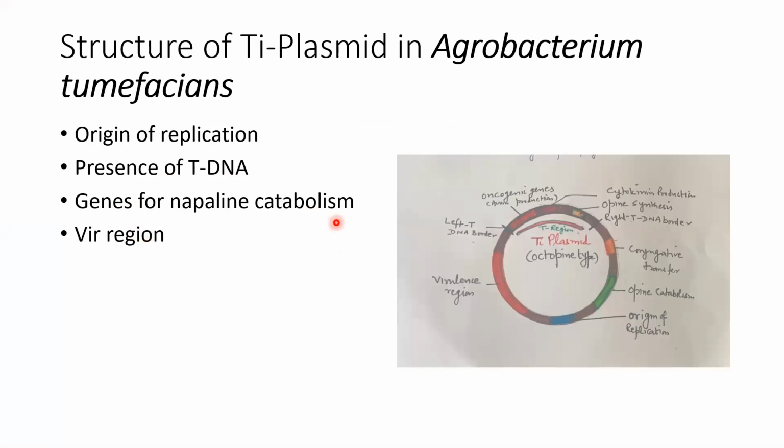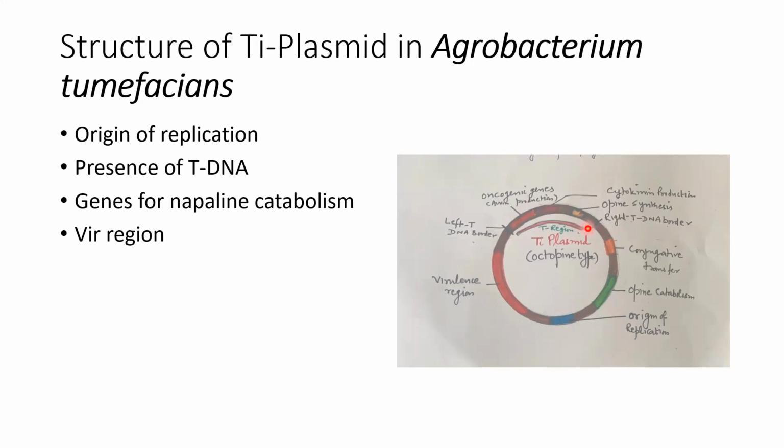Now, first we will study the structure of Ti-plasmid, which is found in the bacterium. This Ti-plasmid has a point called origin of replication. This origin of replication, or ORI point, is responsible for its independent replication. It can replicate independently of the bacterial genome. Then it also has a region called the T region.